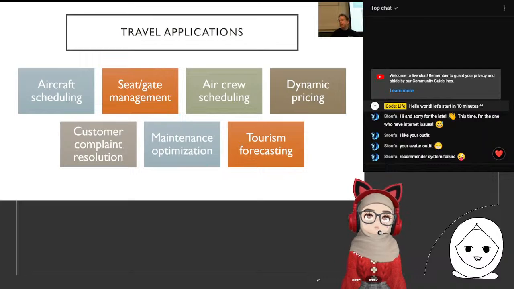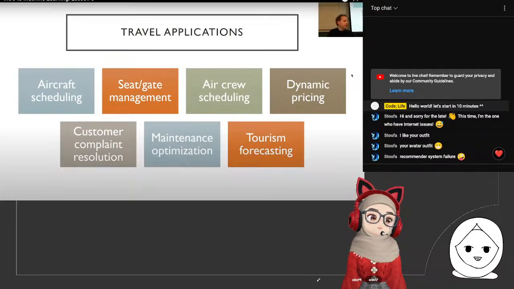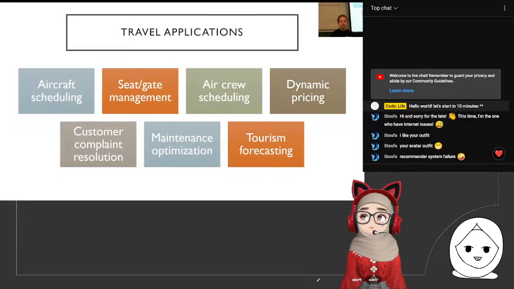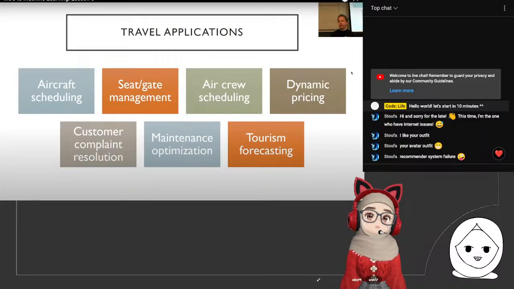So another example is aircraft scheduling and gate management. There are lots of companies that do that, right? Basically, there are people at an airport whose job it is to tell each aircraft what gate to go to, figure out when to close the doors, stuff like that. And so you're giving them software which has the information they need to make good decisions.